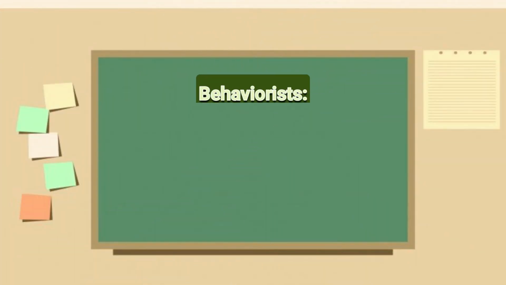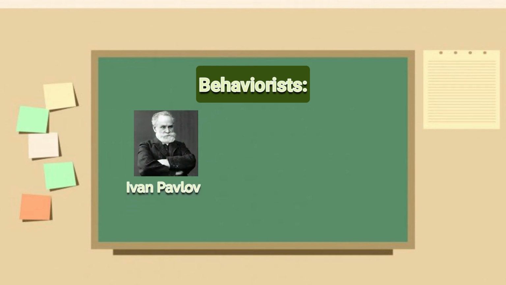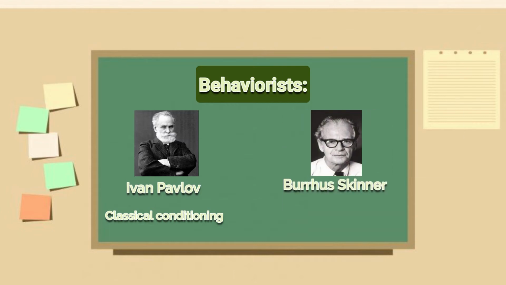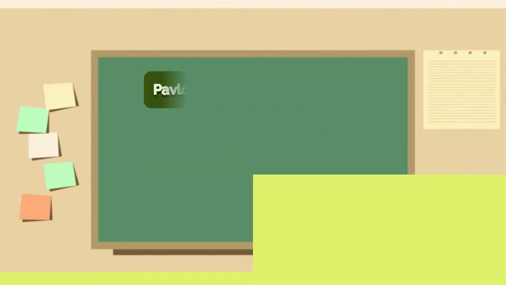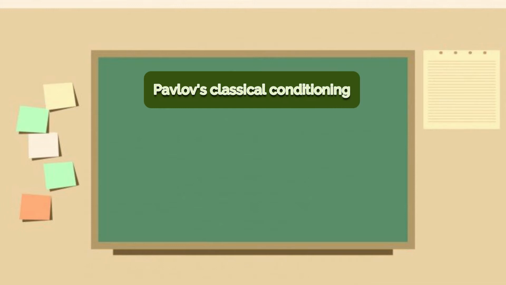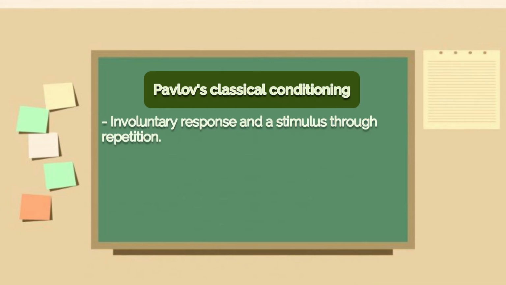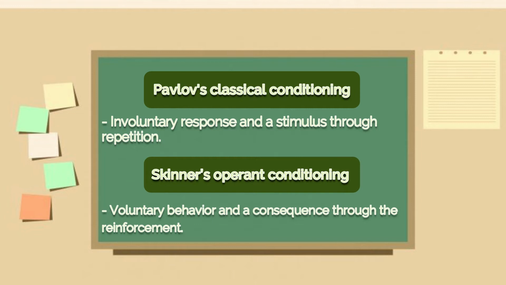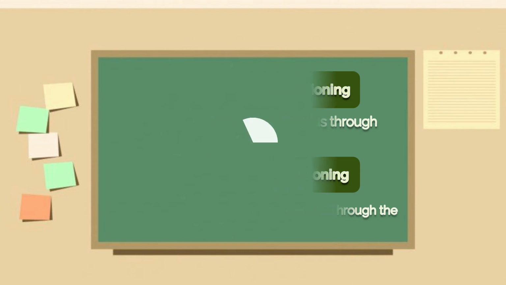For this theory there are two important behaviorists. The first one is called Ivan Pavlov, a Russian physiologist who performed classical conditioning, and the second one is called Boris Skinner, who performed operant conditioning. Pavlov's classical conditioning involves associating an involuntary response and stimulus through repetition, while Skinner's operant conditioning is about associating a voluntary behavior and a consequence through reinforcement, either rewards or punishments.